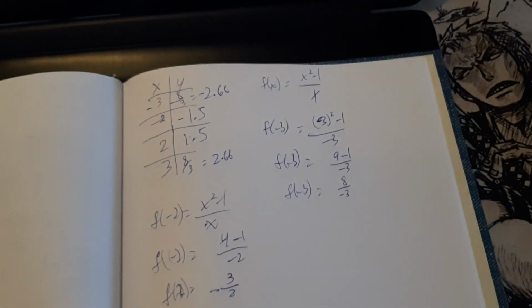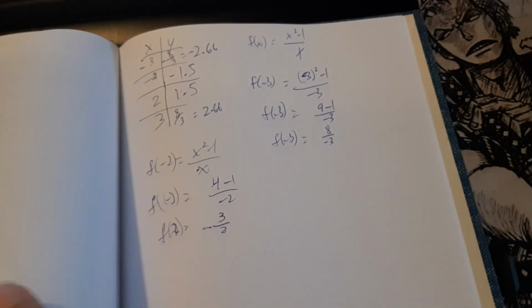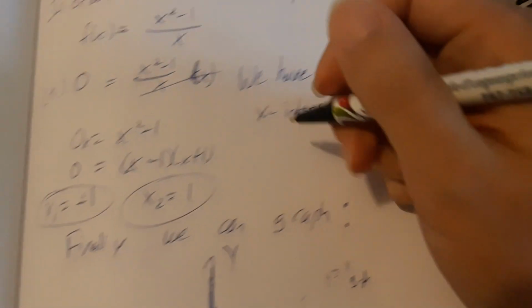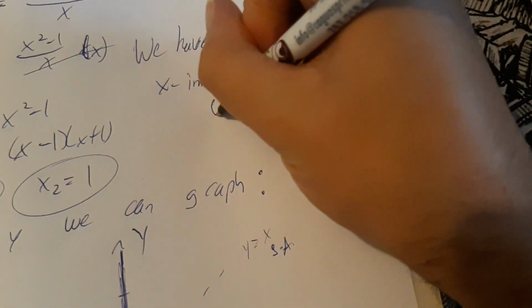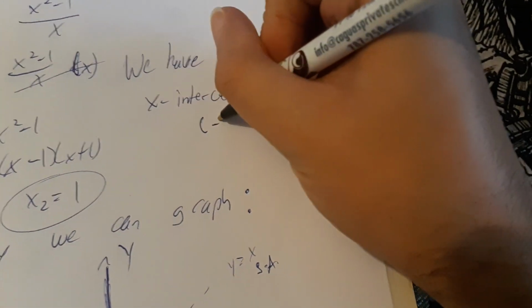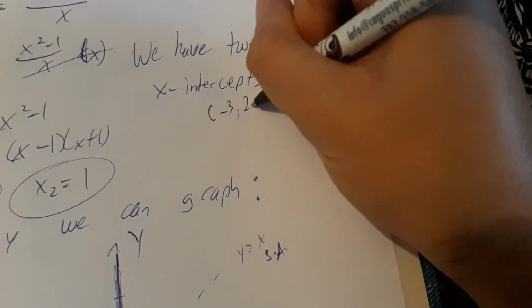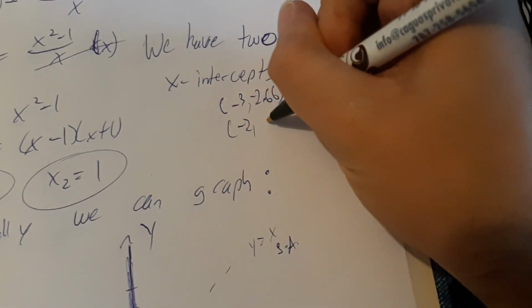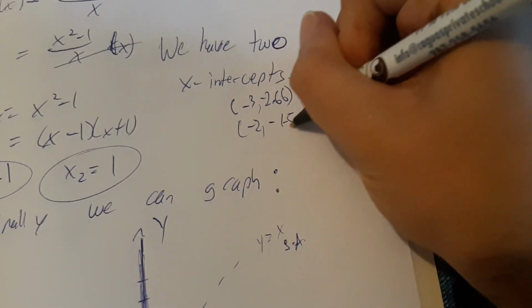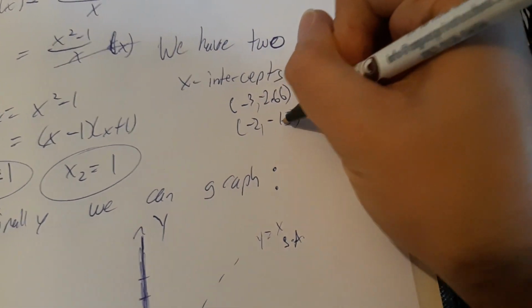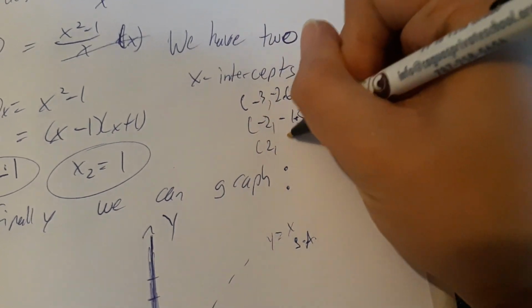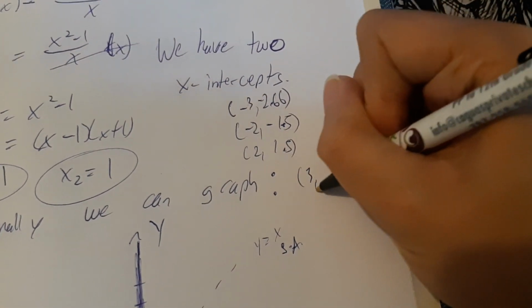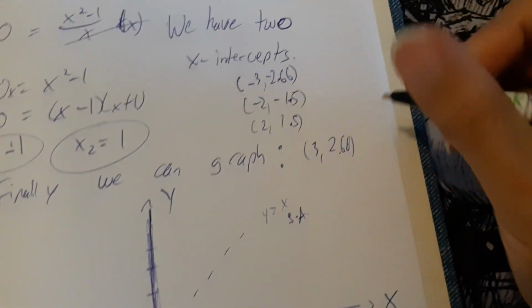In other words, these are my coordinates. All right, so let's write them down right here, just so it's easy. We have -3, -2.66. We have -2, -1.5. We have +2, +1.5. And then we have +3, +2.66.